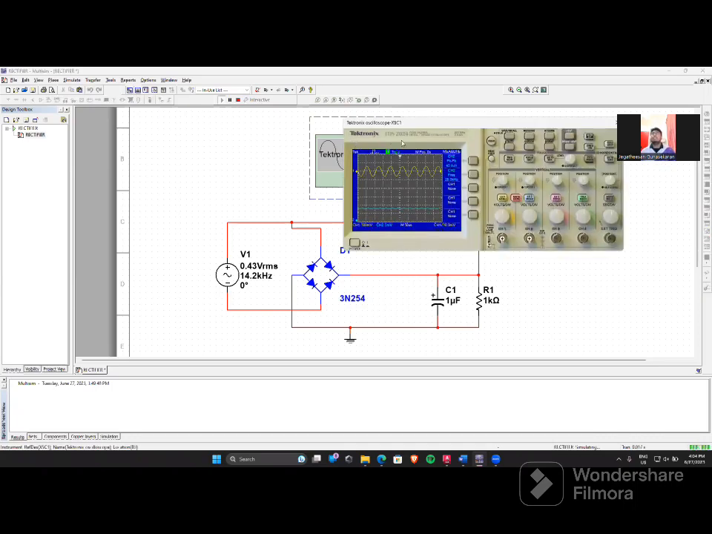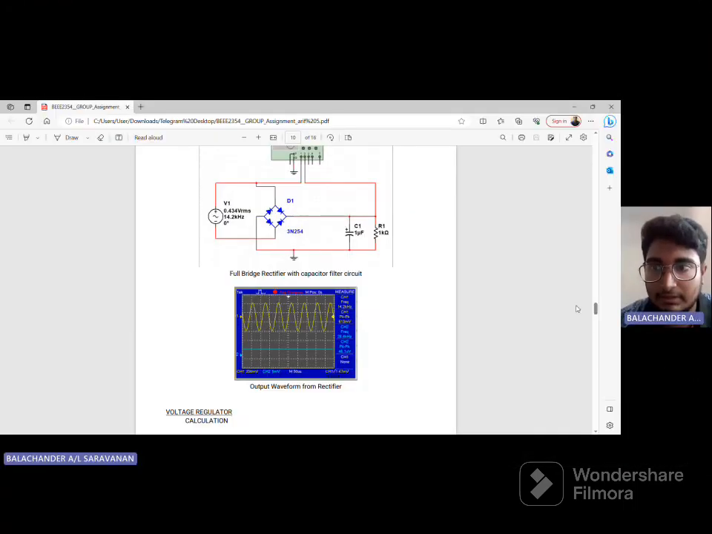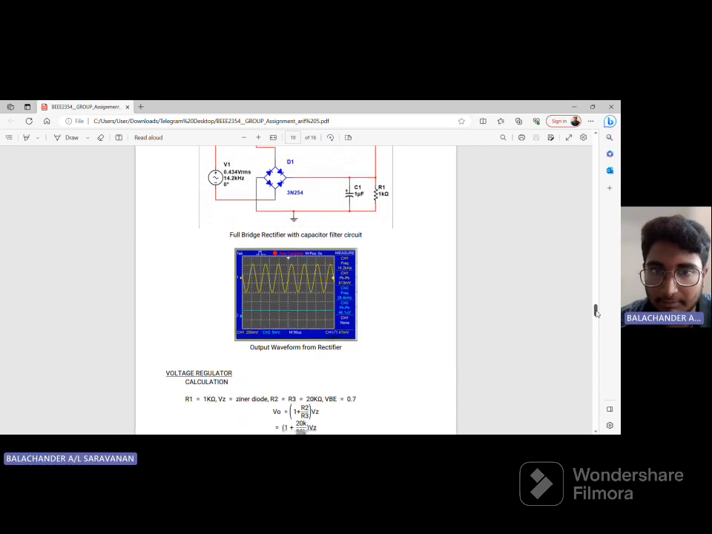So this is the waveform for the full bridge rectifier. Here we can see the peak-to-peak value, that is 43.9 microvolt. Then the frequency is 28.4 kilohertz. Then I go for my next part.